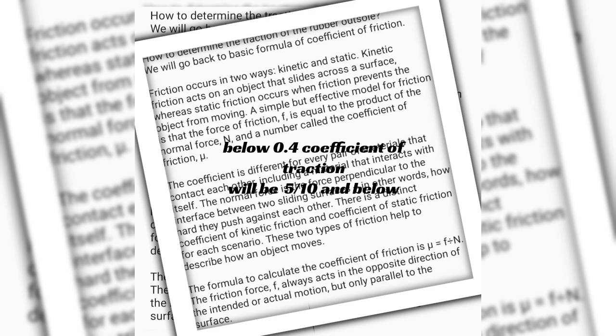Sliding surface ranges from 0.5 and below. Wood is around 0.25 to 0.5. Rubber-soled shoes on a brushed concrete surface can generate a coefficient of friction of over 1.0. In general, a coefficient of friction of 0.4 to 0.5 is considered a good traction offering. This value will be 5/10.